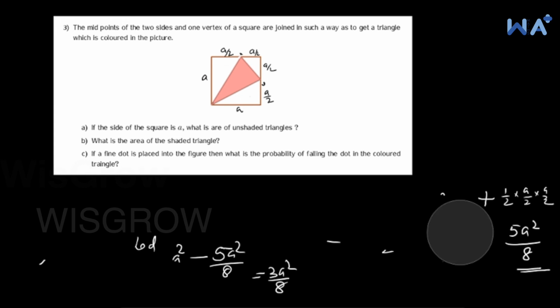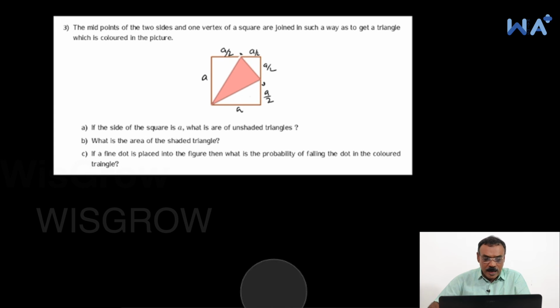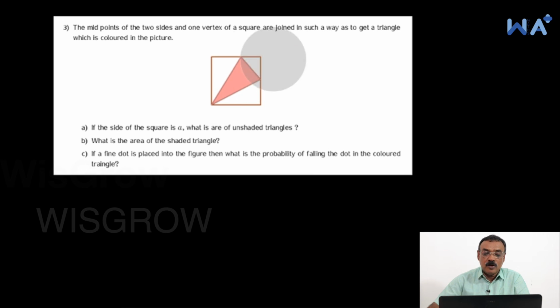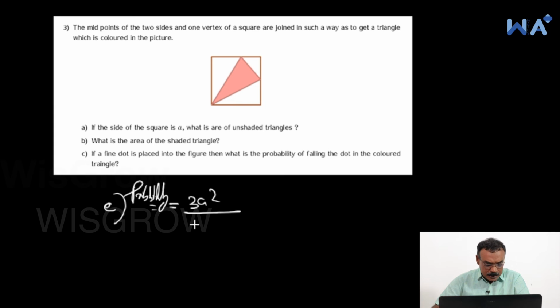ഓക്കെ, ആൻഡ് c, a fine dot is placed into the figure. വാട്ട് ഈസ് ദ പ്രോബബിലിറ്റി ഓഫ് ഫോളോയിങ് ദ ഡോട്ട് ഇൻ ദ ഷെയ്ഡ്? അപ്പോൾ c, probability is equal to 3a squared by 8 divided by a square. The answer is 3 by 8.